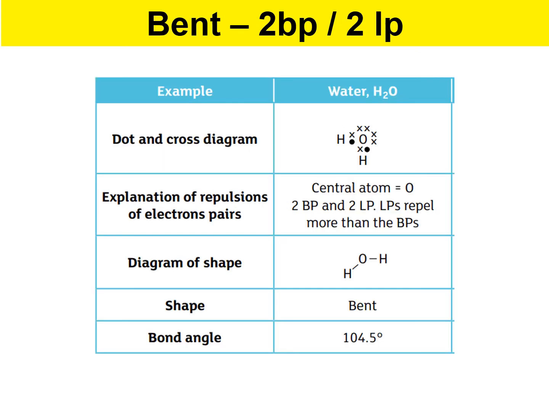The next example we will study is water. If we have a look at water, we can see we have 2 bonded pairs of electrons around the oxygen and 2 lone pairs. If we look at the bond angle now, we see the bond angle has decreased further to 104.5 and the shape is bent. Because we now have 2 lone pairs of electrons, the extra repulsion from the lone pairs squeezes the bonds closer, giving the decreased bond angle of 104.5.